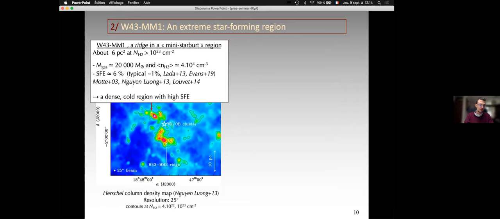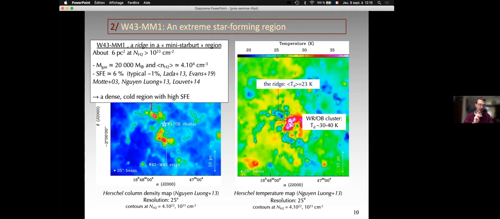A dense region, as you can see in this column density map, there is a significant part of MM1 which is over a column density of 10 to the 23 particles per centimeter squared. So dense, high mass absorption efficiency, and cold as well, of course. On the Herschel temperature map, we measured a temperature of about 23 Kelvin. Below, you can see the cluster of massive stars in W43 I mentioned.